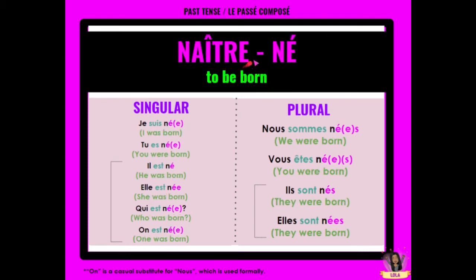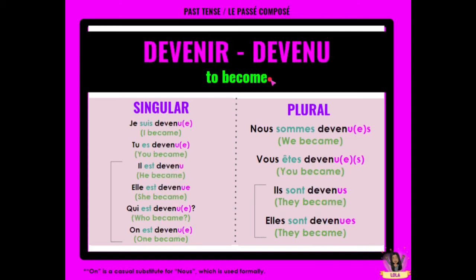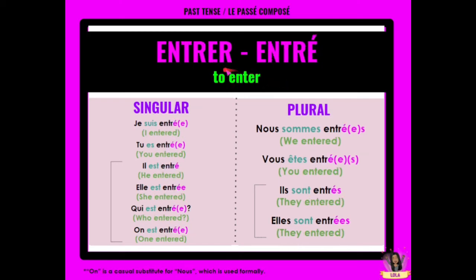Naître is irregular. This whole word, the RE does not change to U. Naître becomes né, and it means to be born. Devenir is another irregular one, IR changing to U, devenu, and it means to become. Entrer is regular. The ER changes to é, and it means to enter.